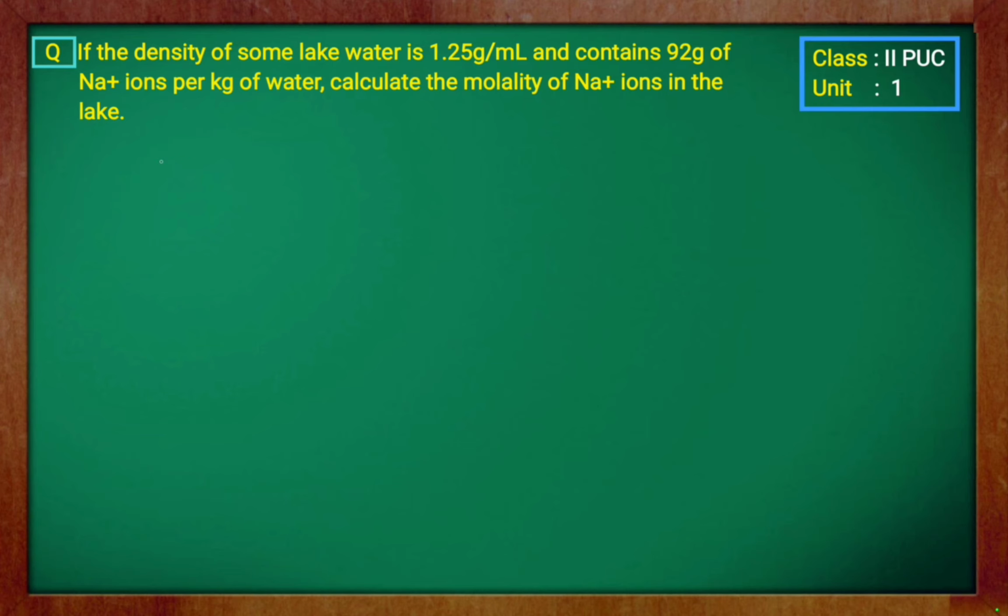So let us write the formula for molality, which is number of moles of solute dissolved in 1 kg of solvent. So therefore, the formula is moles of solute divided by weight of solvent in kg.